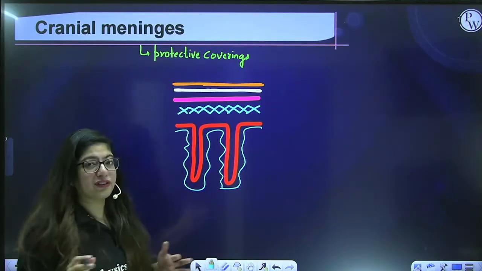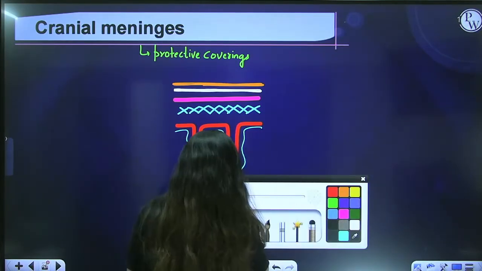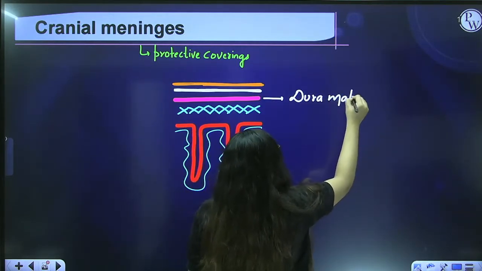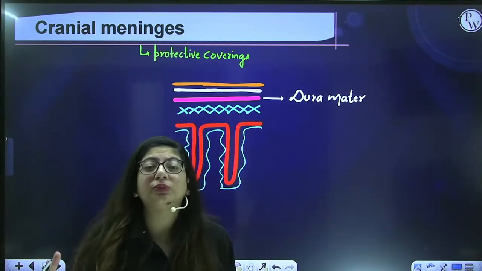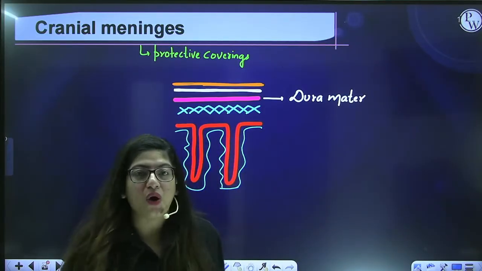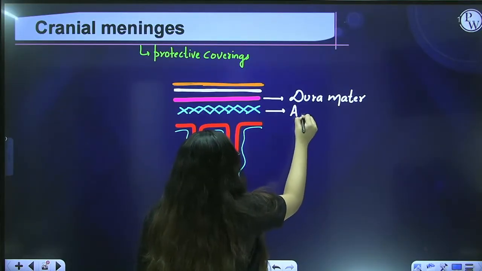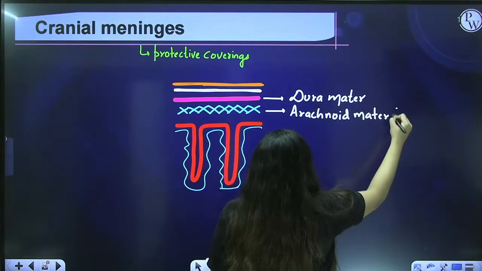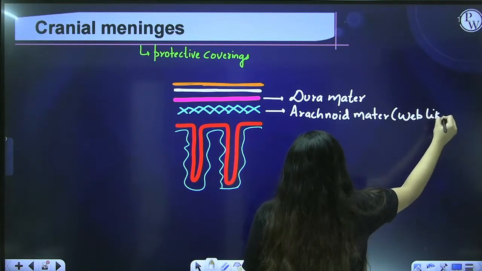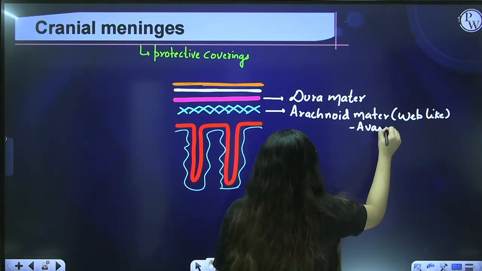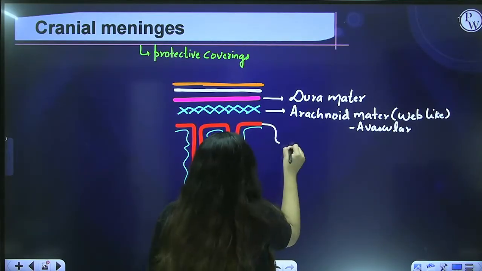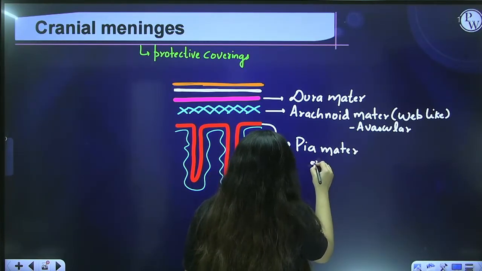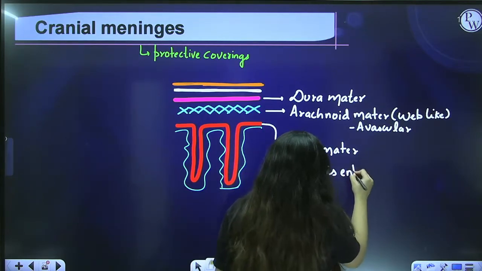So this is how we have three coverings, three cranial meninges, guys. The first one, this one, is dura mater. This is the strongest layer, as its name suggests, durable. It will be very strong. And then comes the layer arachnoid mater, which is web-like. It is very thin and avascular. And then comes the pia mater. Pia mater is the innermost layer, and this enters the brain tissues.